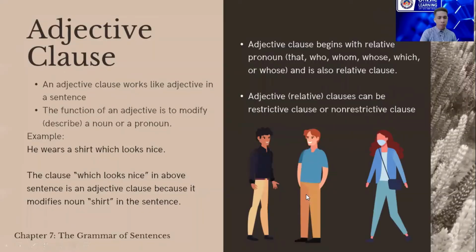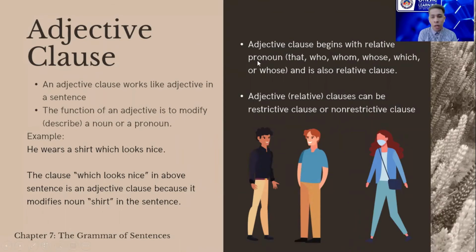Okay. Next is the adjective clause, the second type of subordinate clause. Also, it works like an adjective in a sentence. As a review, when we say adjective, these are the words that describe or give comparisons to a certain topic. The function of an adjective is to modify or describe a noun or a pronoun. For example, he wears a shirt which looks nice.